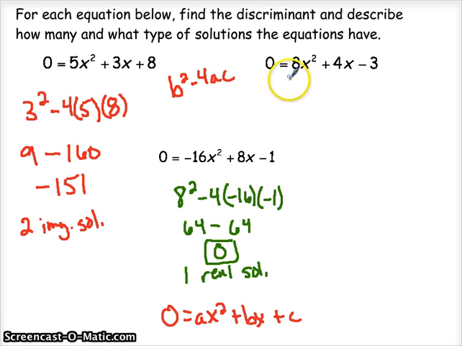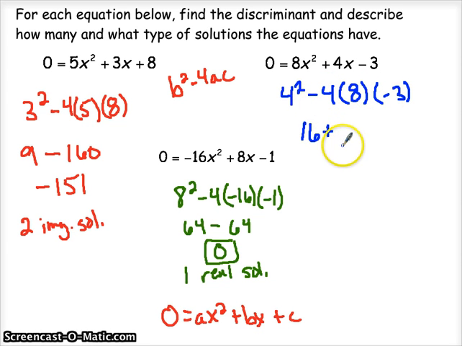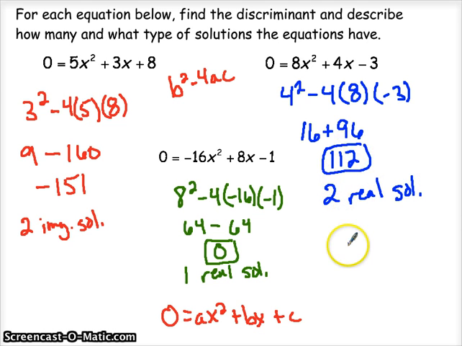Finally, up top here, on the right, we have b squared, 4 squared, minus 4 times a being 8, times c being negative 3, so 16, negative and negative makes plus, which already tells us we should end up with a positive answer. 4 times 8 is 32, times 3 would be 96, and essentially 112 is our discriminant, leaving us with 2 real solutions. Again, any positive number would be 2 real answers.